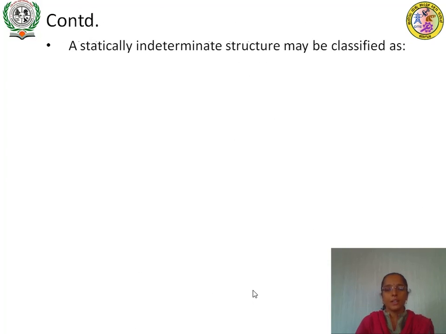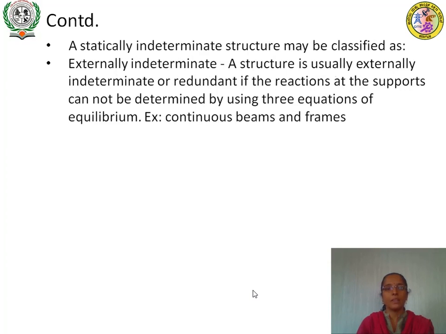A statically indeterminate structure may be further classified as externally indeterminate, or internally indeterminate, or indeterminate both externally and internally. So, an externally indeterminate structure means what? A structure is usually externally indeterminate or redundant if the reactions at the supports cannot be determined by using the three equations of equilibrium.